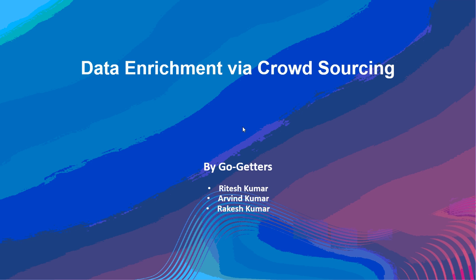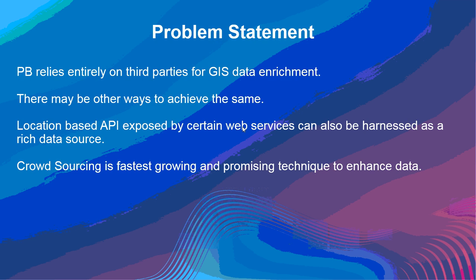So let's get to the problem statement first. The main problem that we realize here is that PB relies entirely on third-party vendors for its GIS data enrichment, and we figured that there are other data sources that can be used here. For example, certain location-based APIs exposed by some web services. The data exposed by those services can add some value to our existing GIS data.